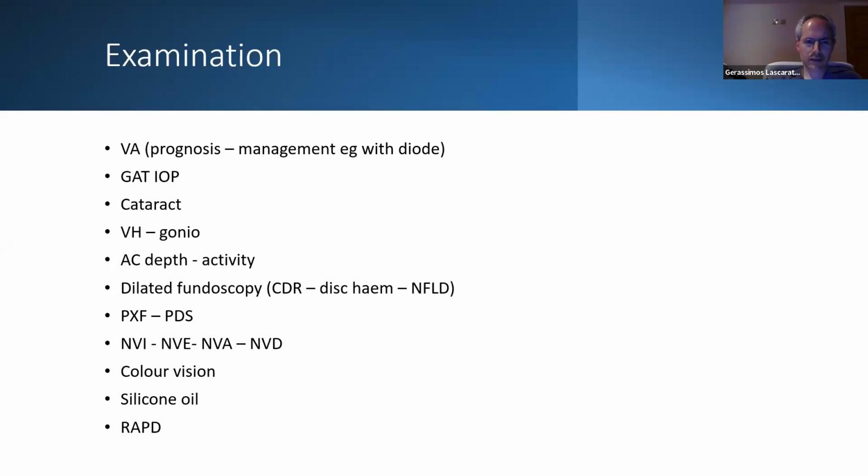Silicone oil, something you can see in the anterior chamber. If you look carefully, you can sometimes see little bubbles of silicone oil floating in the AC. If you do gonioscopy, it's even more impressive. You can see the oil in the superior angle.